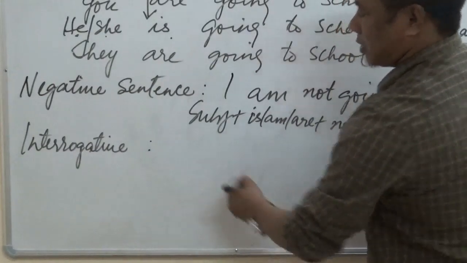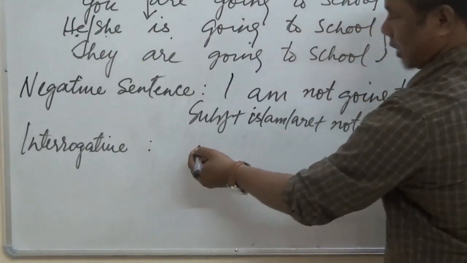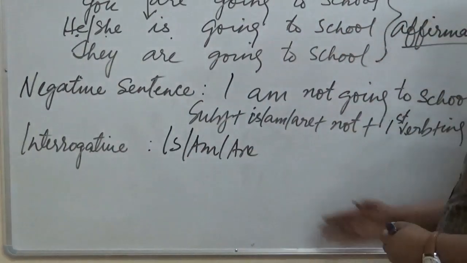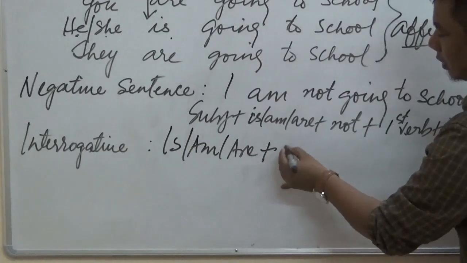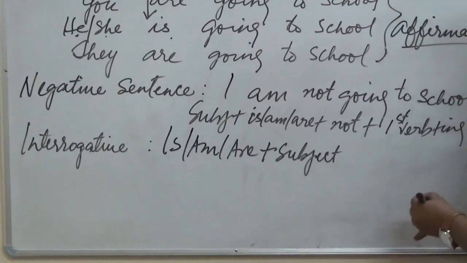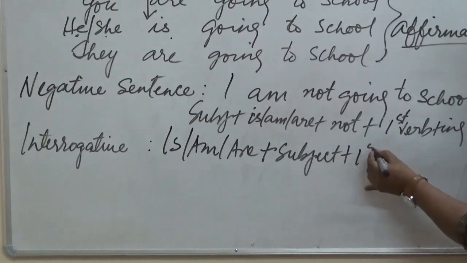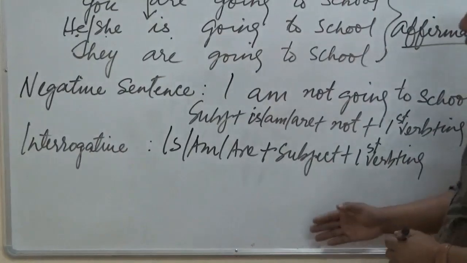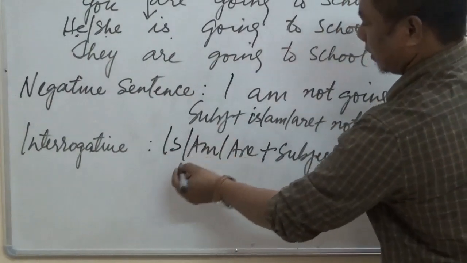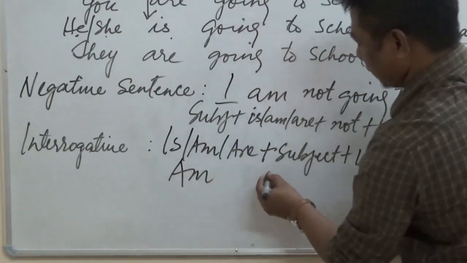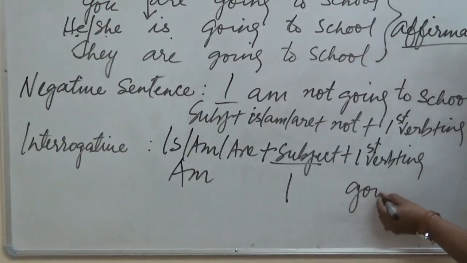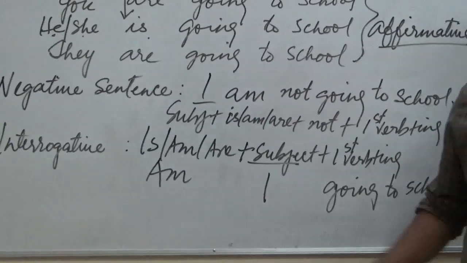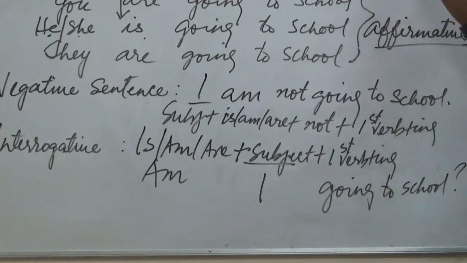So let's take the formula for a question. It has to begin with is, am, or are. Then comes the subject, then the first form of verb plus ing. If you go according to this formula, I can say: am, subject I, verb going. Am I going to school? So this is how you make an interrogative sentence in the present continuous tense.